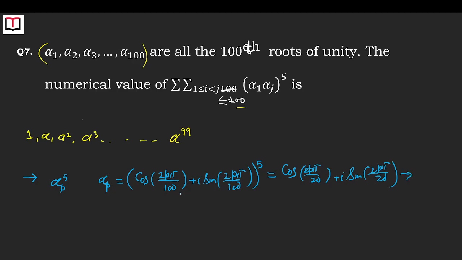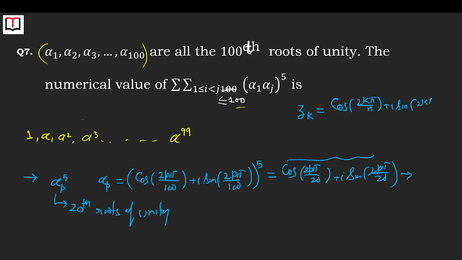So alpha p raised to the power 5 is nothing but the pth of the 20th roots of unity. Just compare it with this form, because in general we know z_k, the kth of the nth roots of unity, has the general form cos 2k pi by n plus iota sine 2k pi by n. All of you agree, isn't that? So when you raise it to the power 5, it's a 20th root of unity actually.